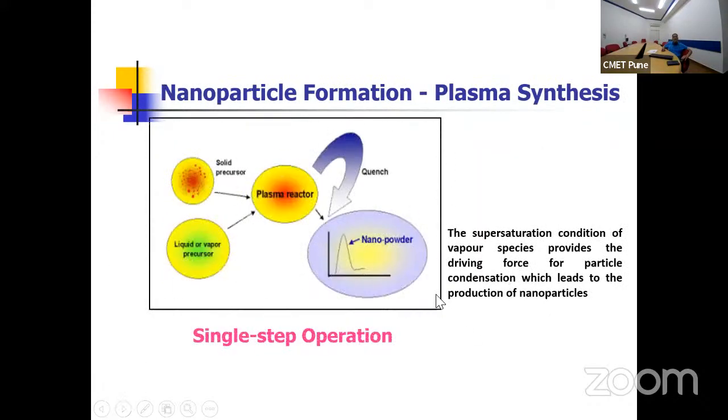This is the simple process I am showing. Basically, whatever material you want to synthesize, solid or precursor, you bring it to the plasma state and then quench it. What are the advantages? You have a steep gradient, so you are quenching from 10,000 K to room temperature. A quenching rate of 10^4 Kelvin per second is there, and this forms the nanopowder. Supersaturation of the vapor species provides a driving force for particle condensation, which leads to the production of nanoparticles.